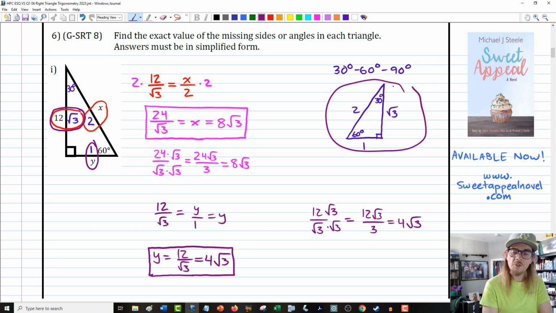So we've done it. So good job. We've got our first special right triangle out of the way. Didn't take any special efforts, but we did get the right answers.